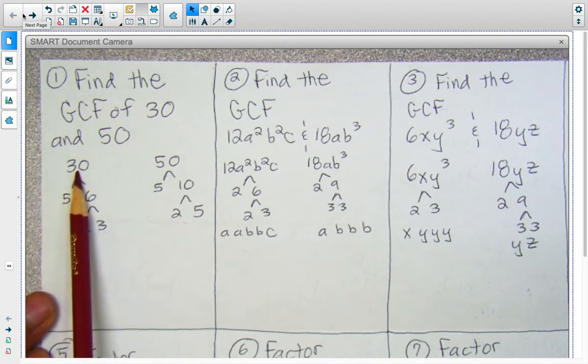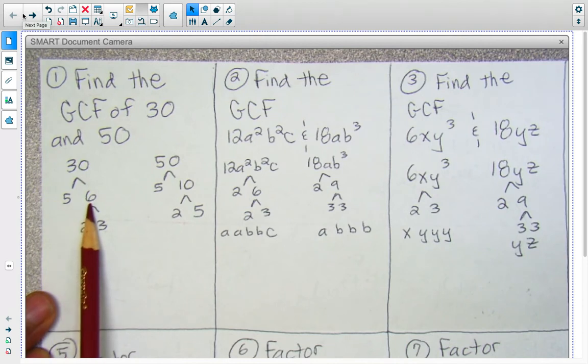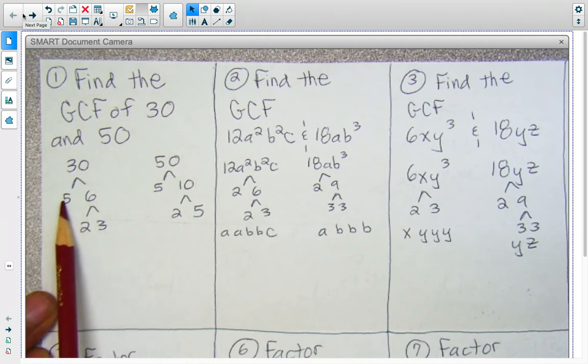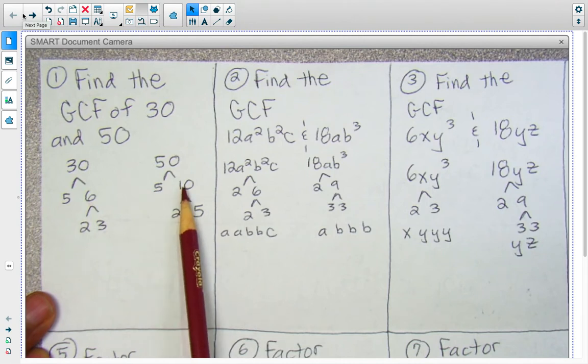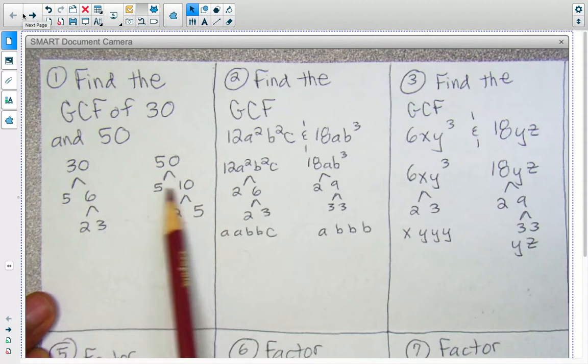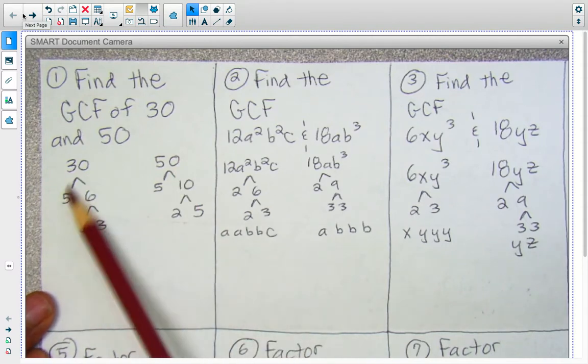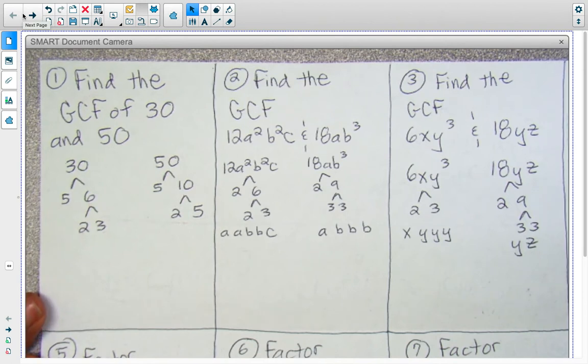Now, I chose to do 30 as 5 and 6. You might have chosen 3 and 10. Or you might have done 2 and 15. It doesn't matter where you start your factor tree off. It's going to break down to the same thing. Same thing with 50. Maybe you wanted to do 25 and 2. So it really didn't matter as long as you started with 2 numbers that multiply to give you the number up there. So anyway, I already went ahead and did my factor tree for each one.